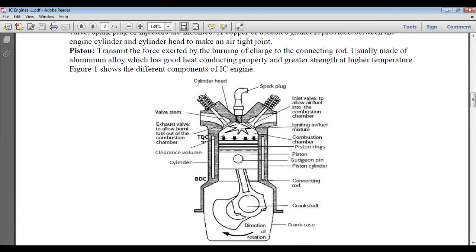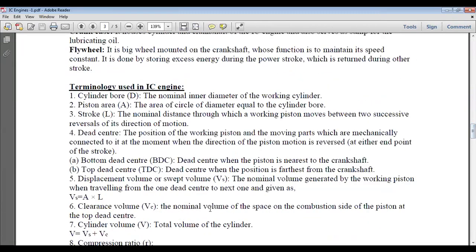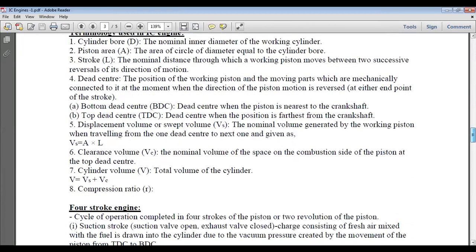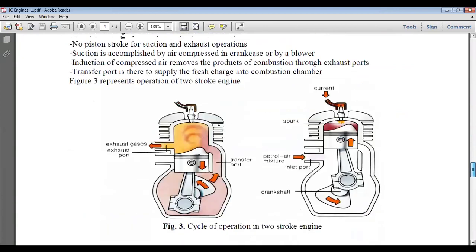Okay, this is TDC, top dead center, bottom dead center. This is the cylinder. This is the combustion chamber, this one. This is a piston. There is a connecting rod. This is the crankshaft, and this outer is the crank case. Okay, so these are the different parts. And this is the terminology used in the above figure. So this is again the operation for the 4 strokes that we have already studied in our previous PPT. And this one is for the 2-stroke engine.